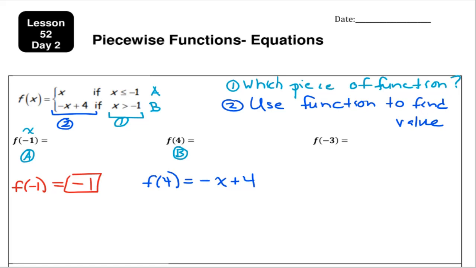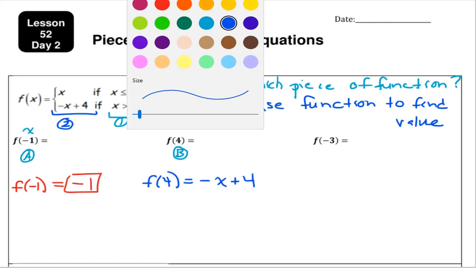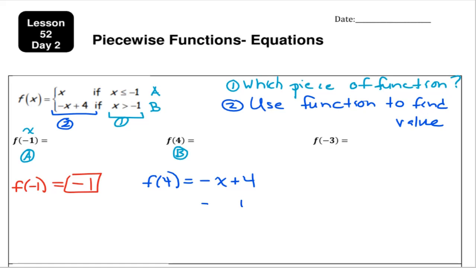So now I'm going to substitute in 4, because that's what they're telling me to substitute in, right? 4 for x. And now it's -4 plus 4, which would equal 0. So f of 4 equals 0.